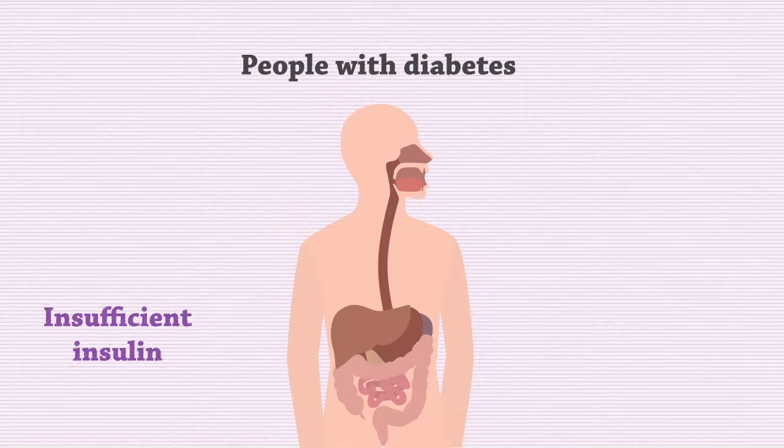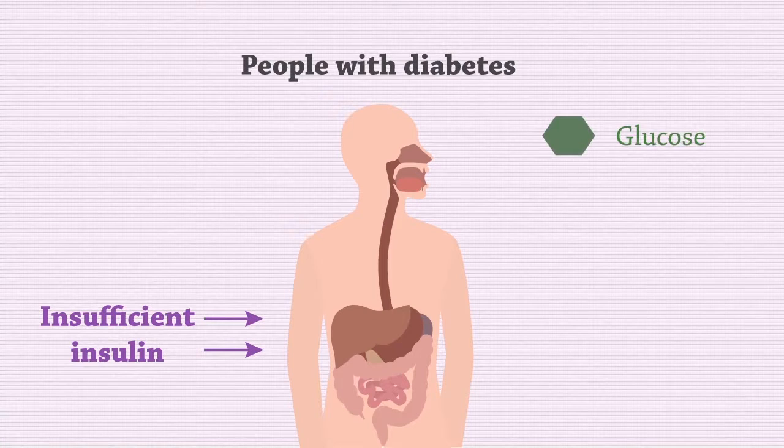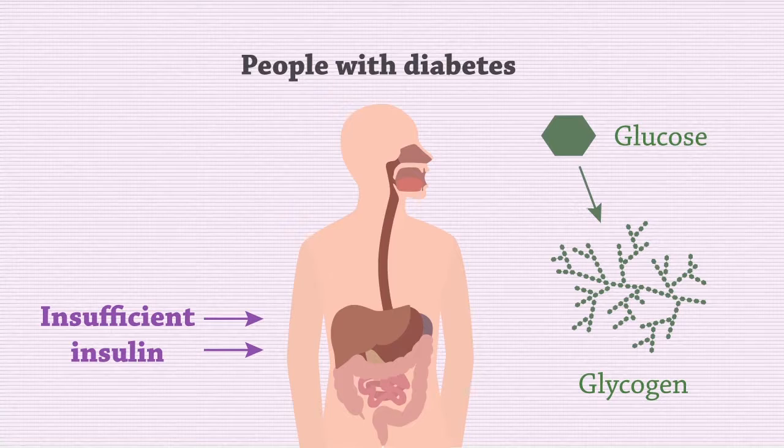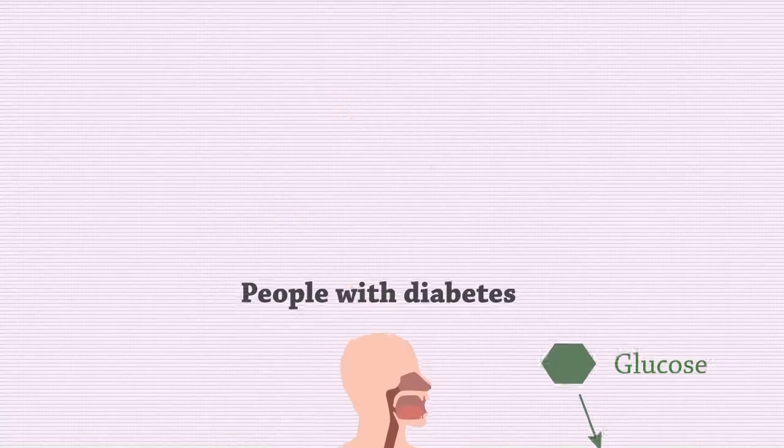People who have diabetes either have an insufficient amount of the hormone insulin, which signals the liver and muscle to link glucose into glycogen, or those liver and muscle cells do not respond to the presence of insulin.